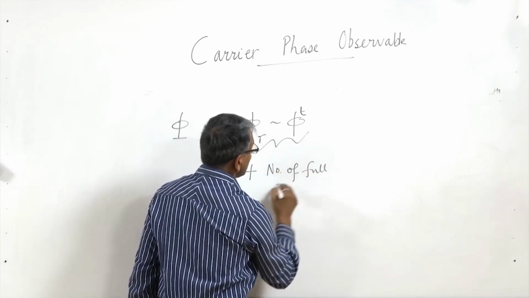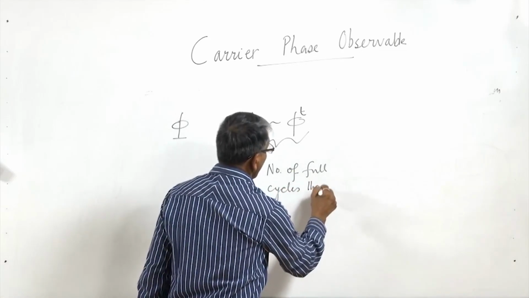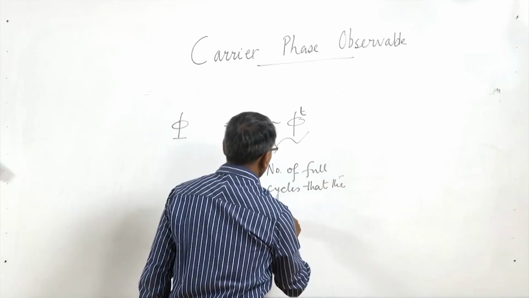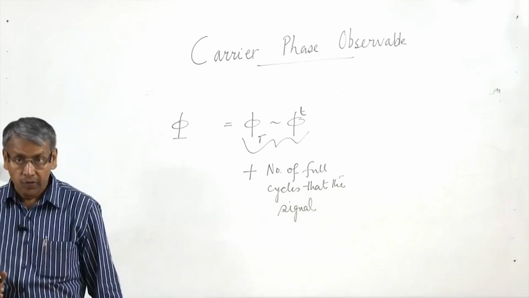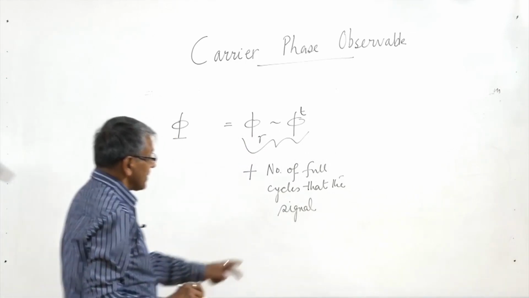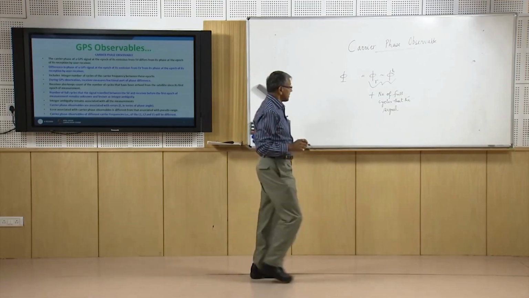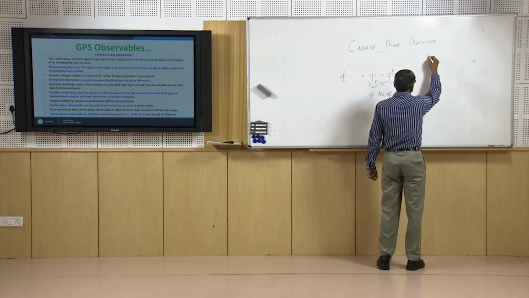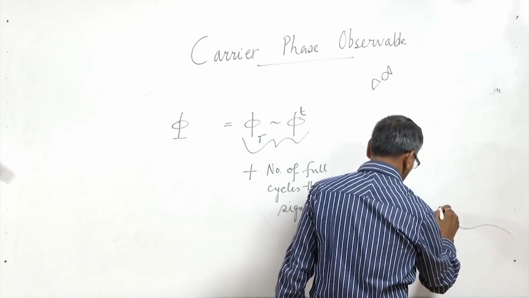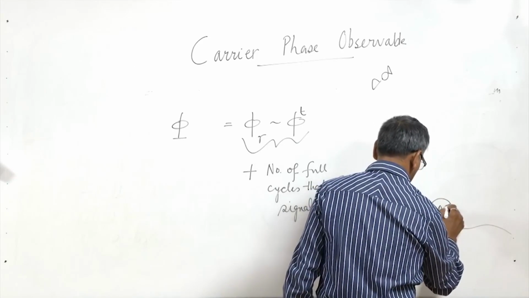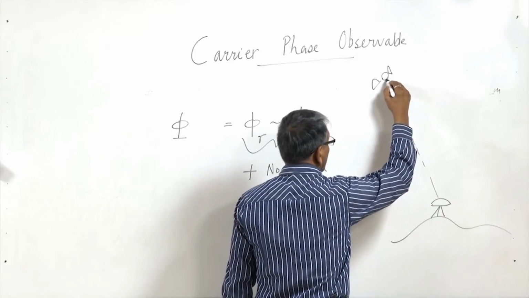that the signal travels during transmission to reception. So if we see, suppose this is the satellite and this is the receiver. So what is there?